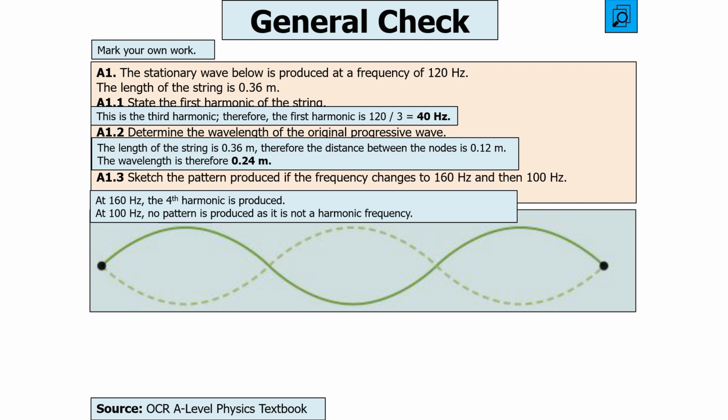Now for 100 Hz, 100 is not a multiple of 40. It goes 40, 80, 120, 160. So at that point, it's not a multiple of the first harmonic, so you would not get a standing wave pattern formed at 100 Hz.